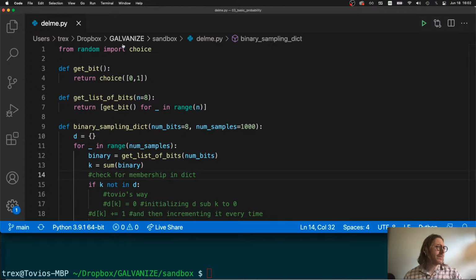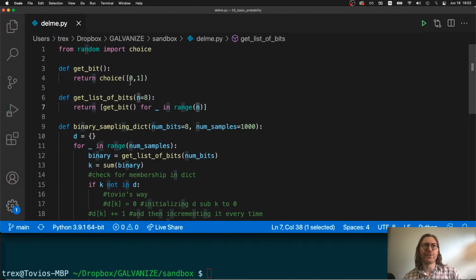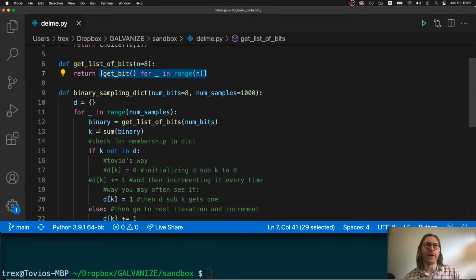Okay, so initially we've got get bit, and get bit is just going to get us a 0 or 1. We've got get list of bits, which by default gets us 8 bits. N is 8, and we're getting a bit for every number counting up to 8: 0, 1, 2, 3, 4, 5, 6, 7 is 8 bits total. We're returning that as a list, constructing it as a list comprehension instead of with an accumulator in a for loop, but effectively that gets us the same result.